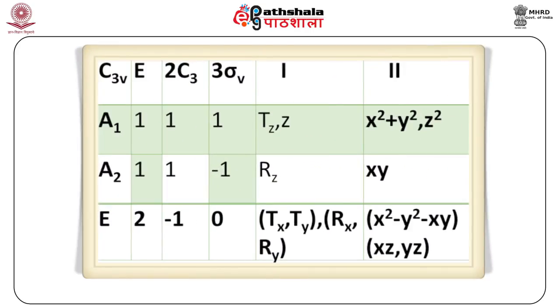Now in this Table 1, we will take the A2 mode, which is IR inactive, as there is no x, y, z vector as the basis for this mode. However, the A2 mode is Raman active, as there is an xy binary function product which forms the basis for this A2 mode. Let us find whether the first overtone of the A2 mode will be IR active or not.